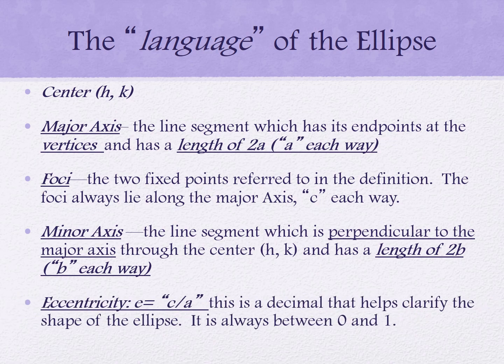And finally, the eccentricity, denoted with a lowercase e, not to be confused with Euler's number e, of an ellipse is the ratio of C to A, and it's a decimal that helps us clarify the shape of the ellipse. So it's always between 0 and 1. The closer it is to 0, the more circular our ellipse appears. And the closer it is to 1, the more elliptical in nature the curve will appear.